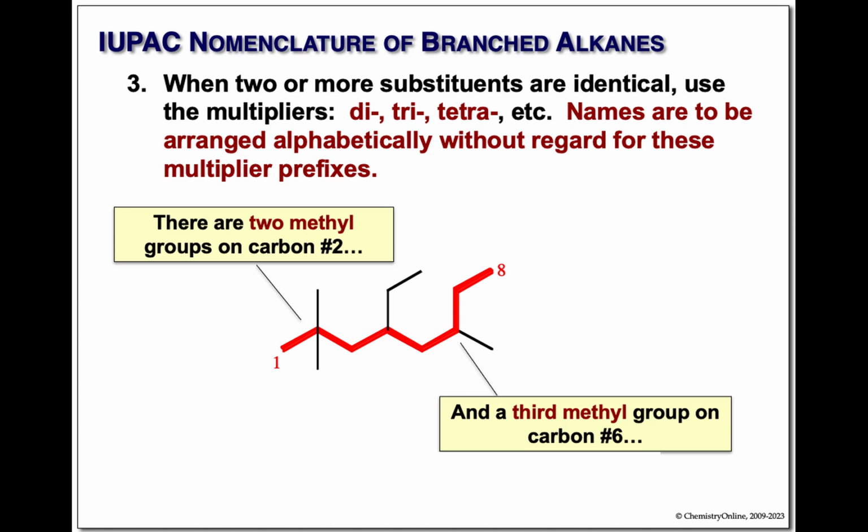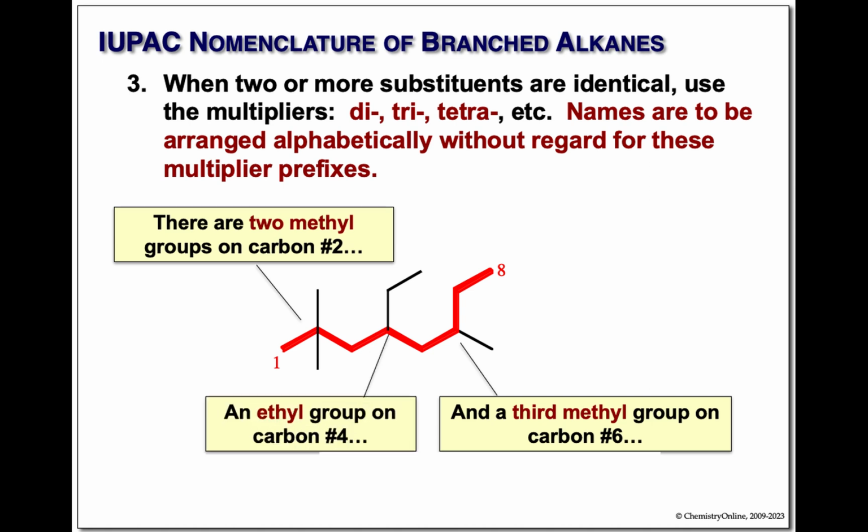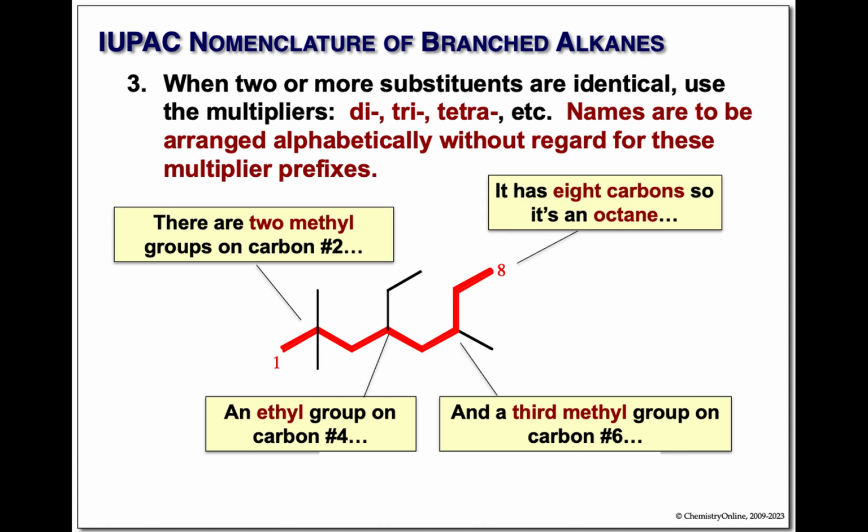Here in the middle, we have an ethyl group. That's 2 carbons, and it's on carbon 4. Now, alphabetically, we have 8 carbons, so it's an octane. Octane will come last. Alphabetically, we don't count tri- or di- and stuff like that, but ethyl comes before methyl, so that has to go first. First thing we write down then is 4-ethyl.